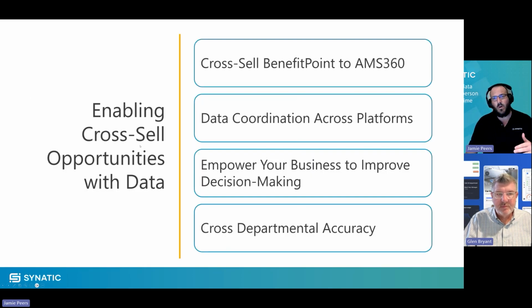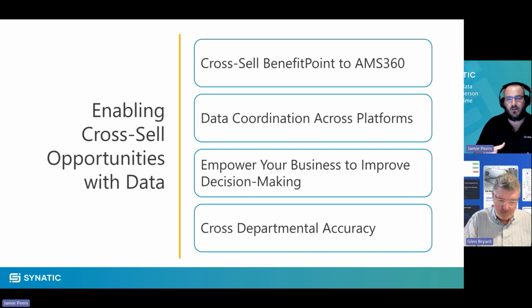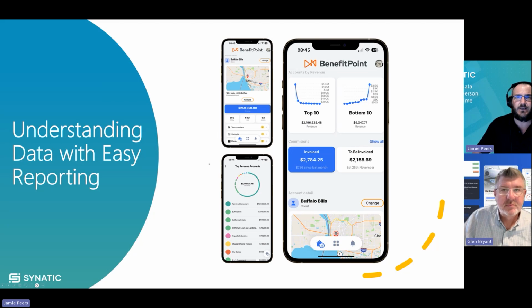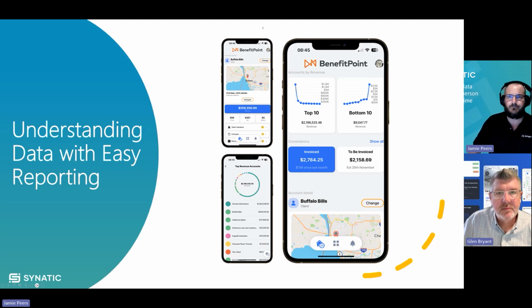So a little bit more about what we do. There's a bit of a focus on cross-selling Benefit Point to AMS 360 and AMS 360 to Benefit Point. Often that commercial lines and personal lines data doesn't necessarily transfer between the two systems. How do we enable the producers with that data and various other things? And to delve more into that, I'm going to hand over to Glen, who's on the call with me, to talk more about how we surface that data in the mobile application.